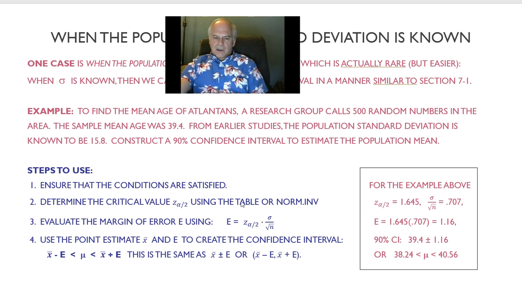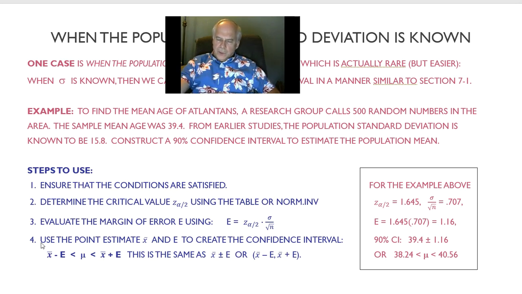And then we're going to calculate our margin of error. Now we need to know sigma divided by the square root of n. We've got the critical value, but we need sigma divided by square root of n. So I calculated that. I took the standard deviation, 15.8, and divided it by the square root of 500, the sample size, and you get 0.707. And then for the margin of error, just multiply your critical value and your standard error, and you get 1.16.